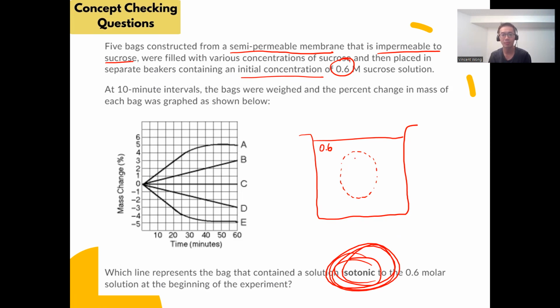Justine says equal. That's correct. That's what isotonic means, the same. So what's going to happen? Well, if it's the same, then you would have water coming in and water going out, and the rate at which it comes in is going to equal the rate at which it leaves. So at 10-minute intervals, the bags were weighed and the percent change in mass of each bag was graphed as shown below. So which graph represents the change in the mass?